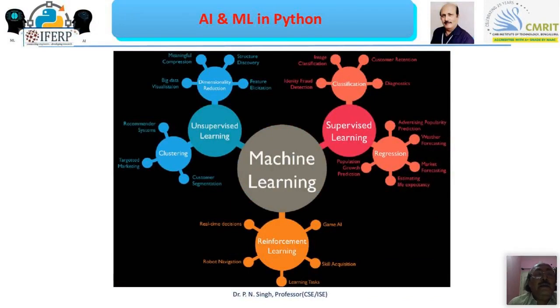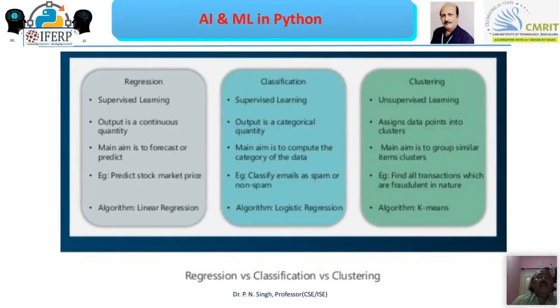So here are the different types. If it is unsupervised learning, mainly dimensionality reduction and clustering will come, and the subparts are also shown here. If it is supervised learning, we start from regression and classification. And if it is reinforcement learning, you will go for game artificial intelligence, skill acquisition, robot navigation, and learning tasks. This way it is given for supervised learning, unsupervised learning, regression versus classification, and clustering.